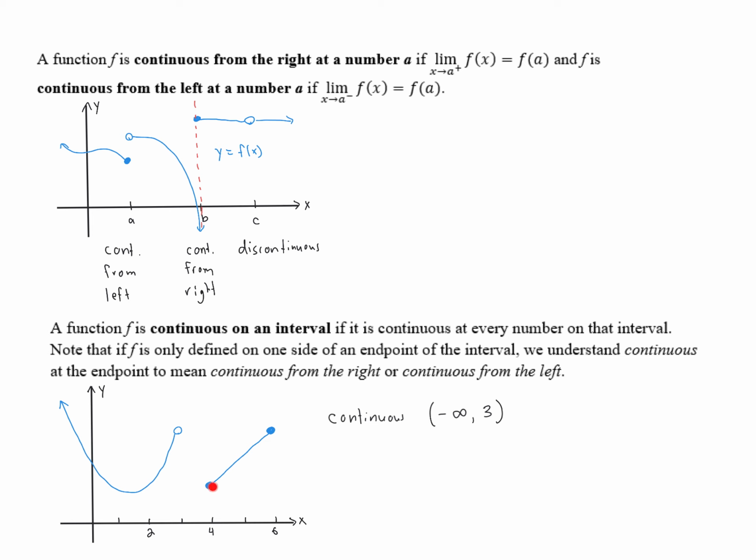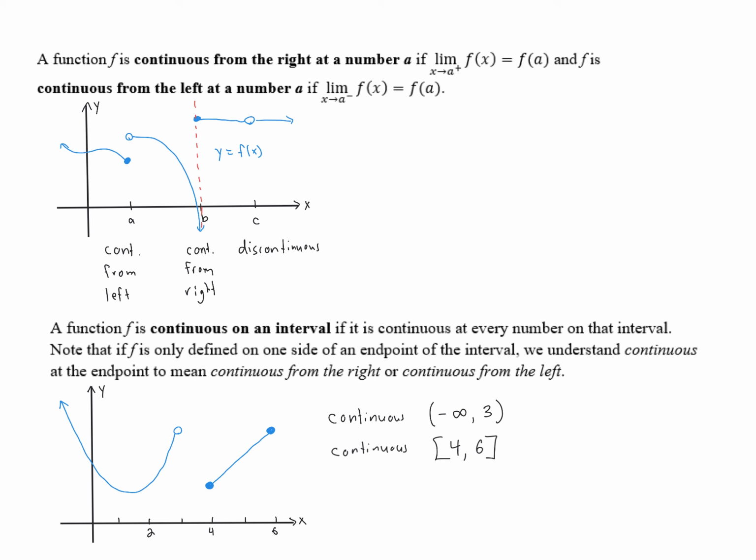And then if we look here, we can also say it's continuous on the closed interval from 4 to 6. There are no discontinuities anywhere there. And at those endpoints of the interval, at 4, it is continuous to the right, which is good enough for us. And then at 6, it's continuous to the left. And so it is continuous on that entire interval.